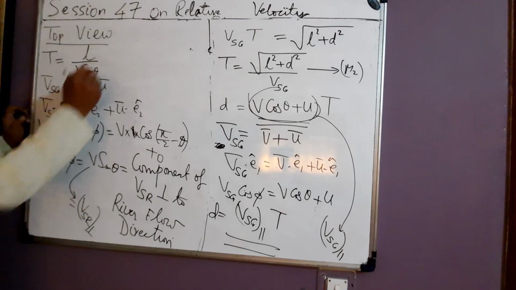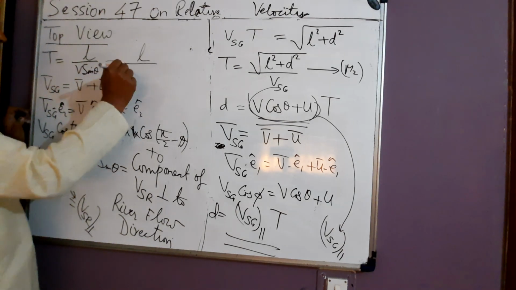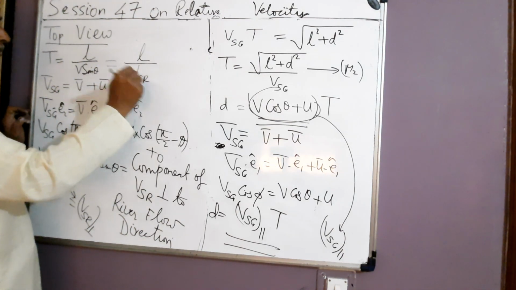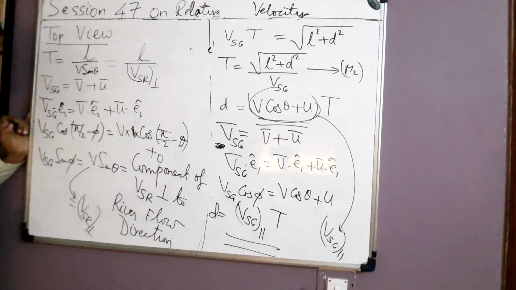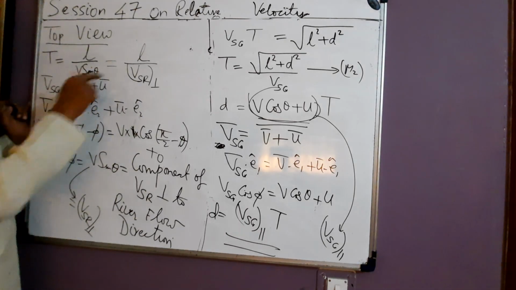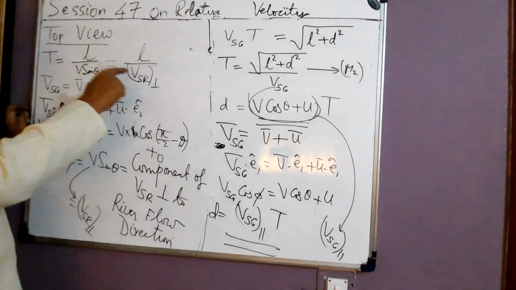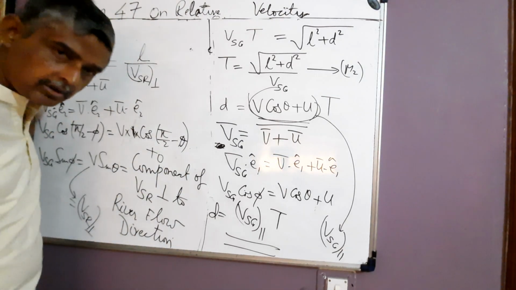So the time taken by the swimmer to cross the river can be written as L by VSR perpendicular, where VSR perpendicular means V sine theta. That is the time taken by the swimmer to cross the river. Alright, fine.